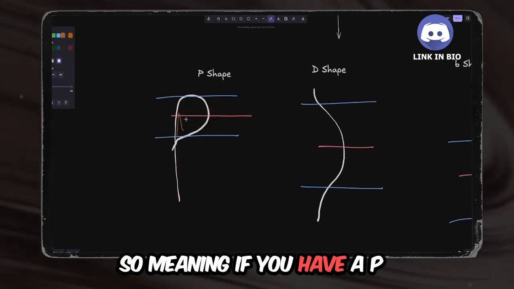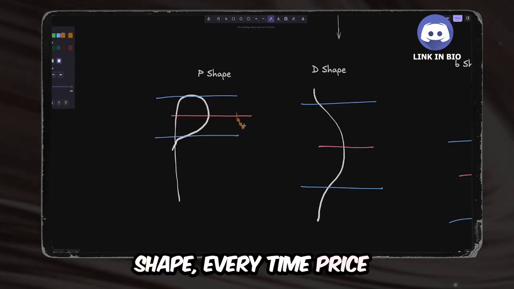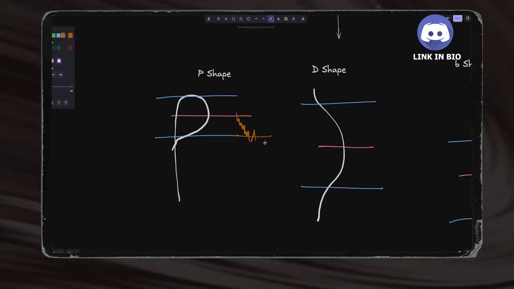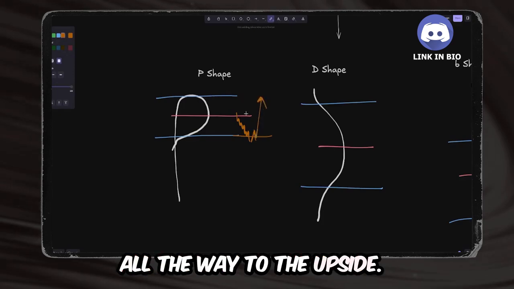So meaning, if you have a P shape, every time price goes under this low, you really want to be buying. Like if it reclaims this low, you want to be buying all the way to the upside.